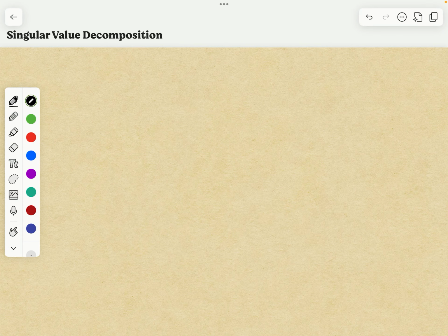This video is about the singular value decomposition. The singular value decomposition is a matrix factorization. It's a way to write any matrix as a product of other matrices. And it's a factorization that has a lot of applications. And in this video, we're just going to say what the singular value decomposition is and explain how to find it.